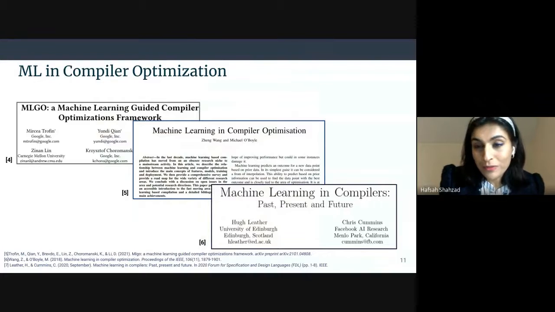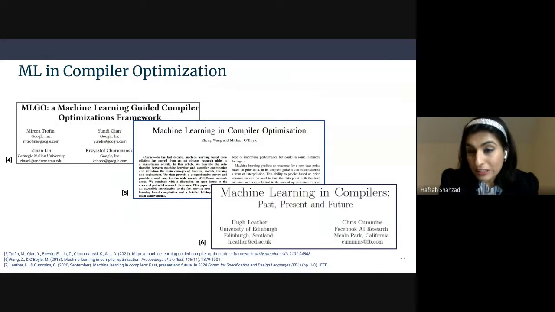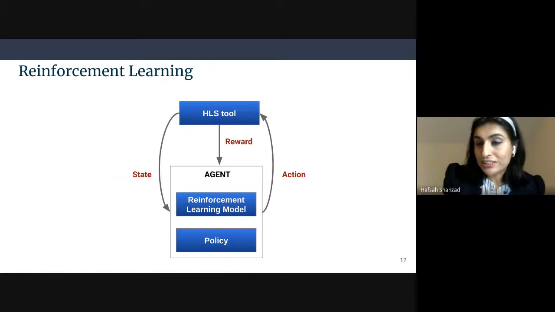Machine learning is one way in which people have been addressing the compiler optimization space, and we have seen a lot of work on it in literature. However, little work has been done for high-level synthesis in particular. And among machine learning, there are different strategies that can be used. There can be supervised, unsupervised, or reinforcement learning. We have started looking at reinforcement learning as our first plausible approach.